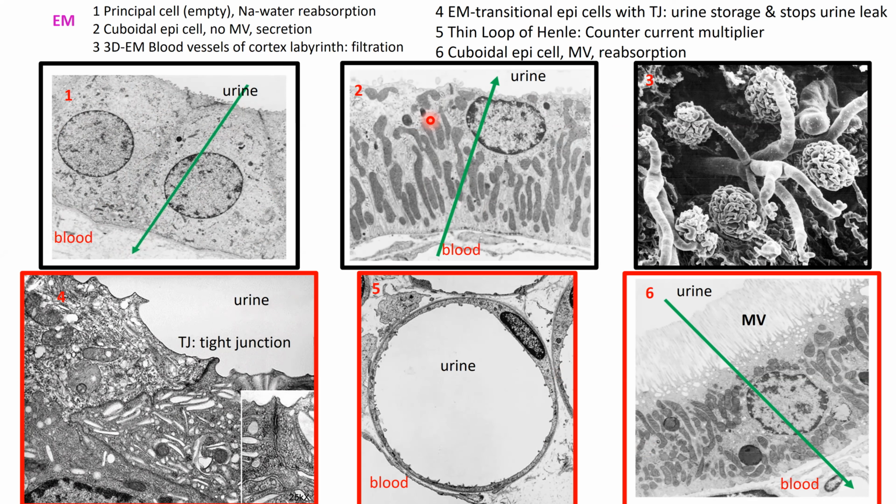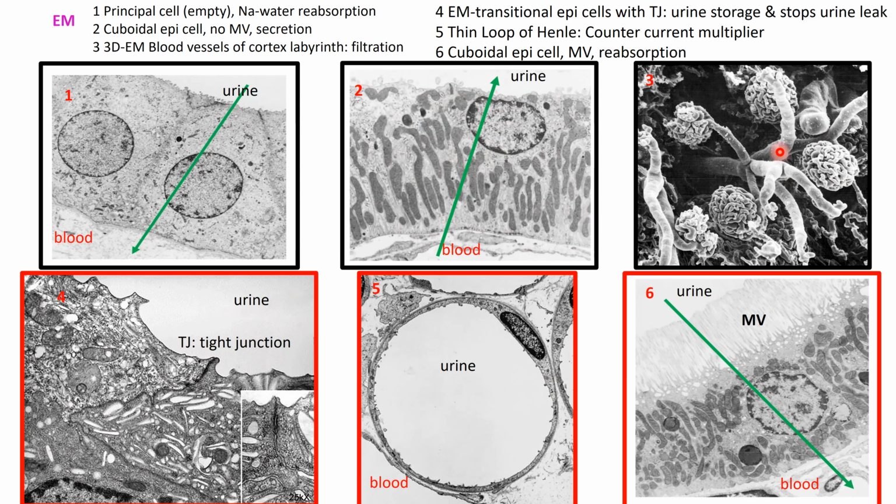Now the second image shows you very little remnant of microvilli. Here's the nucleus. Here is a cuboid epithelial cell with lots of mitochondria. And the arrow is showing you molecules are moving from the blood of the peritubular capillary into the lumen of the tubule. So this is basically the picture of secretion in the distal convoluted tubule.